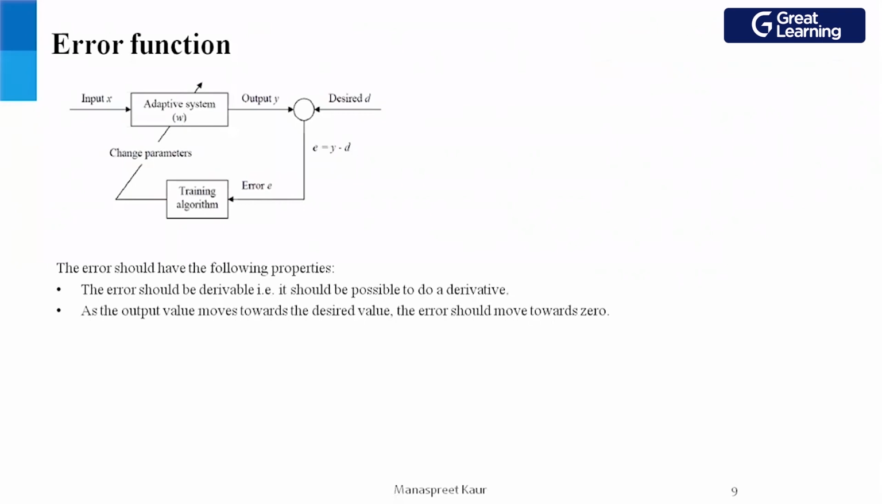This is very obvious, but as the output moves towards the desired value, the error should obviously move to 0. The error should be non-negative, again for the reason that we should be able to take a derivative of it.